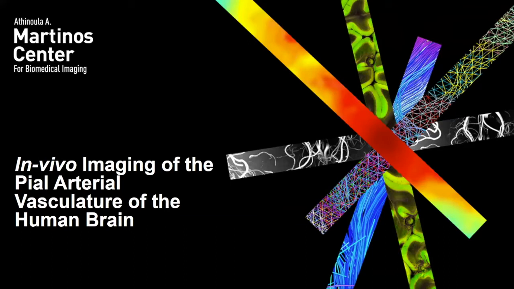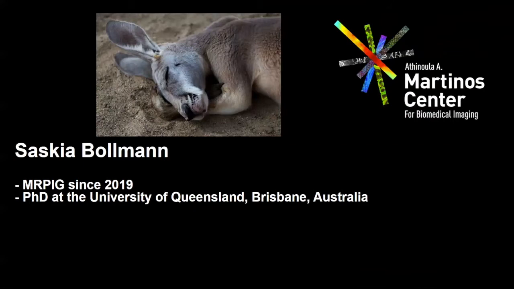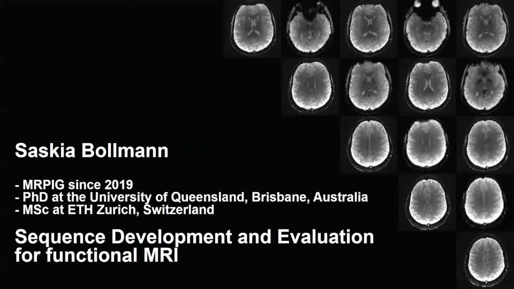Thank you for having me here today. So I will start my talk about in vivo imaging of the Pial Arterial Vasculature of the human brain. My name is Saskia Bollmann. I'm an MRPIC since the beginning of the year. Before that, I did my PhD at the University of Queensland in Australia, and before that, I was at ETH in Zurich. I'm mainly working on sequence development and evaluation of functional MRI.